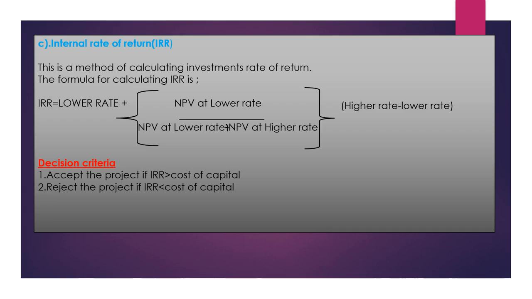So I'll start again. IRR is equal to lower rate plus, you open a bracket, NPV at lower rate, you divide by NPV at lower rate plus NPV at higher rate. Then you close the bracket, you open another bracket, higher rate minus the lower rate. That's the formula.